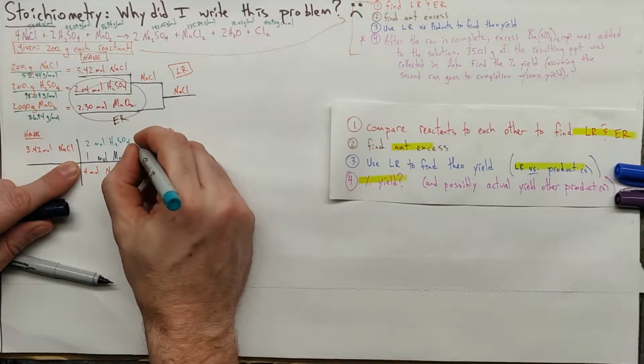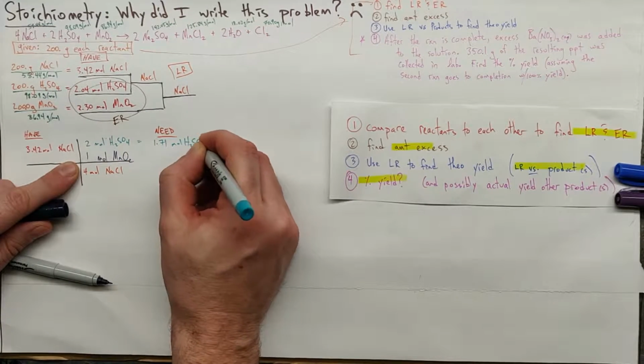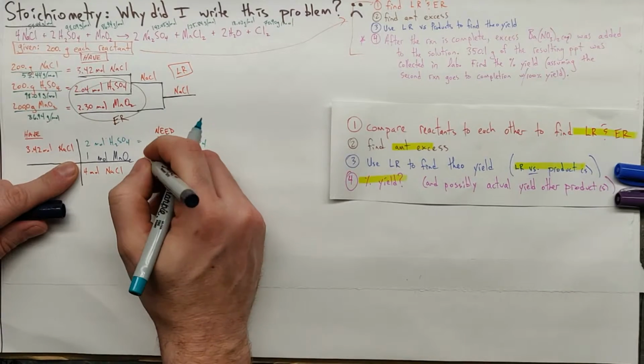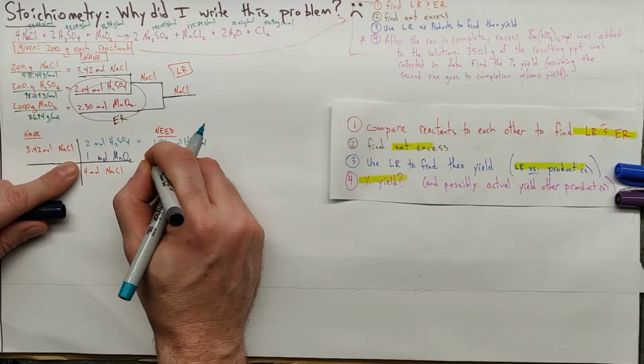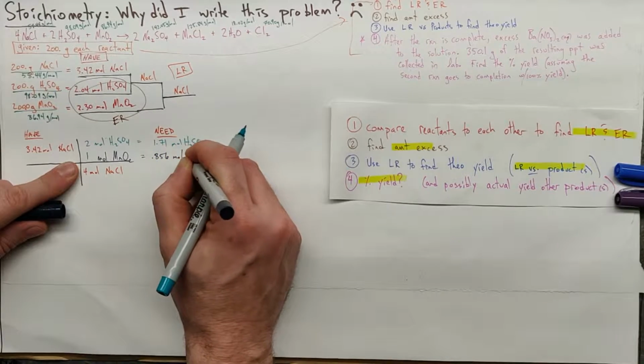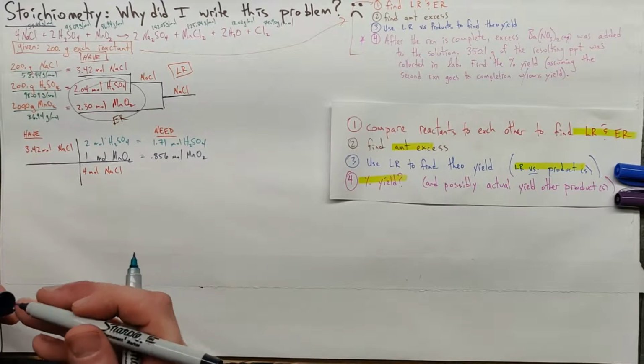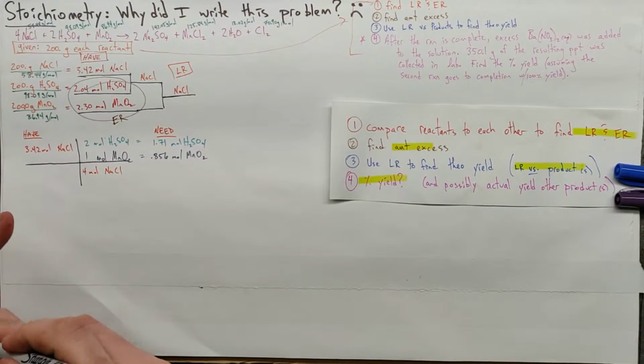That gives me 1.71 moles of H2SO4 that I'm going to need. And it gives me 0.856 moles of the manganese dioxide that I'm going to need. All right, that's what I need of those. That's what I have of those, and we're going to do a comparison there.